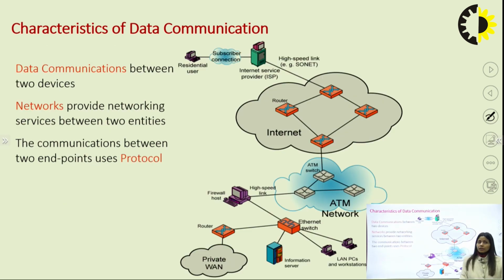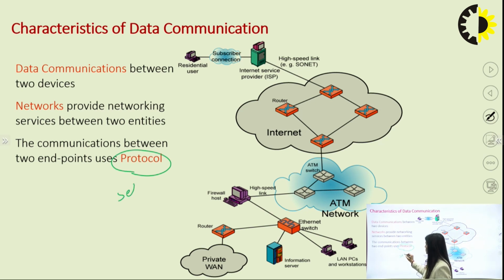Characteristics of data communication. In this diagram, one very beautiful representation has been shown for data communication. Data communication is being held between two devices. The network provides networking services between two entities. The communication between two end points uses a protocol. What is a protocol? Protocol is nothing but a set of rules.